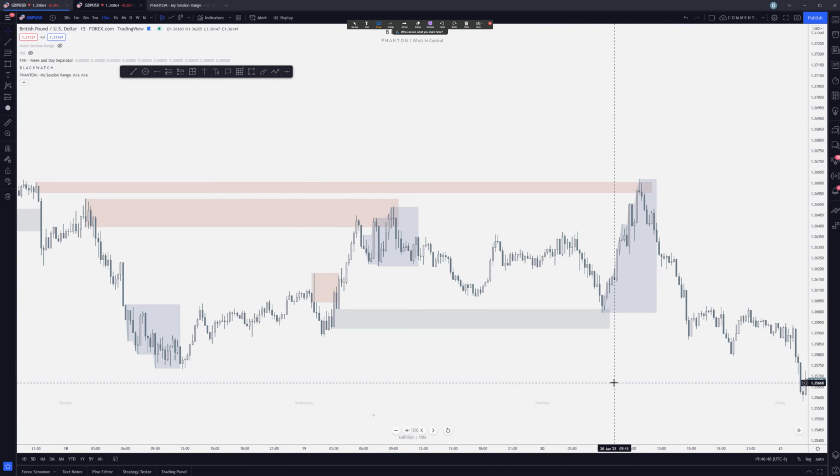what you're going to want to do is find out on what time frame you're going to get those POIs built, and then scale down to see, okay, well, I know I got a reaction here. I know I got a reaction here. What I can then do is go down to my entry time frame, which for us is probably going to be the 1 minute.